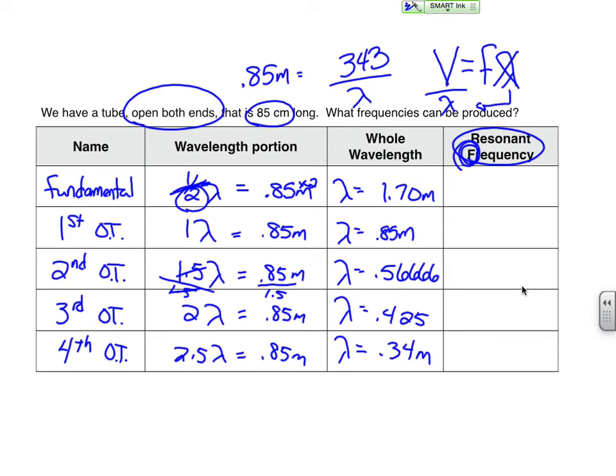So 343 divided by 1.7 gives me 202 hertz. Hey, what do you know?